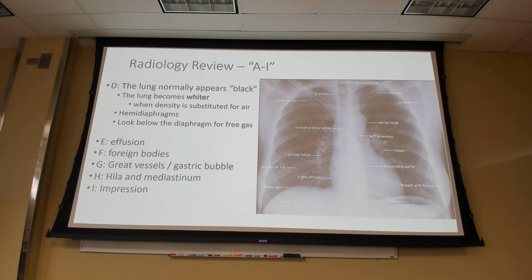Next, we're going to look at our diaphragm. Our right hemidiaphragm is typically a little bit more elevated than our left. And then we also want to check the costophrenic angles as well, because with any blunting of that, we can sometimes get a pleural effusion, which is what we're going to talk about mostly in this lecture.